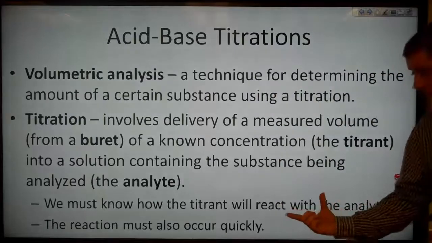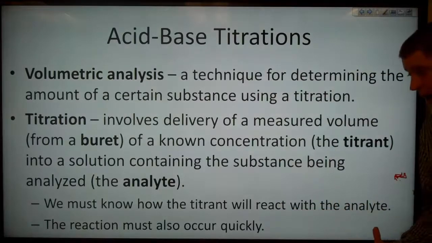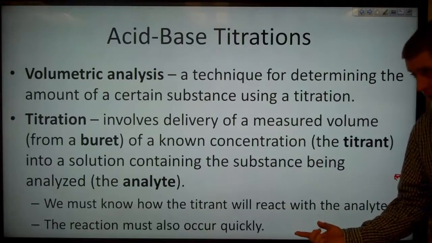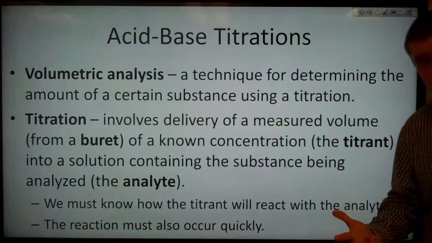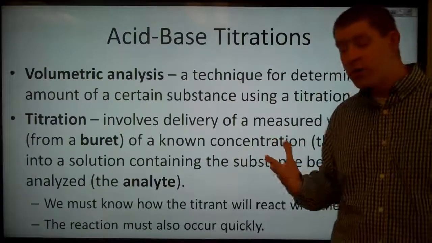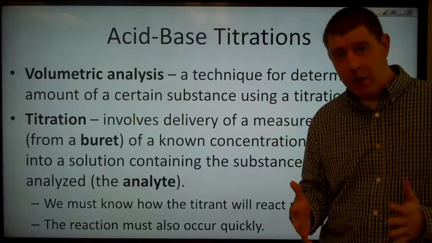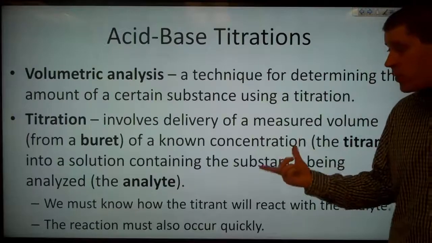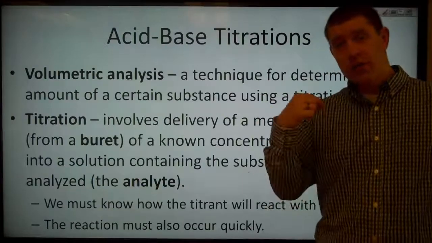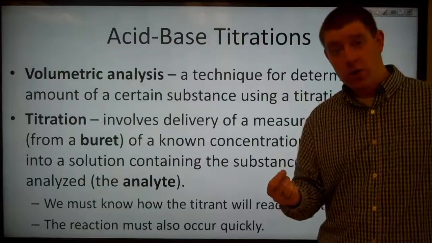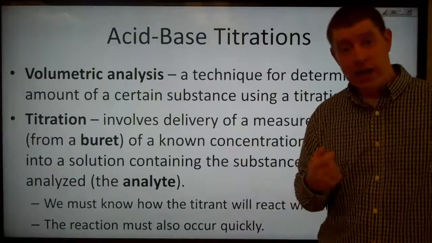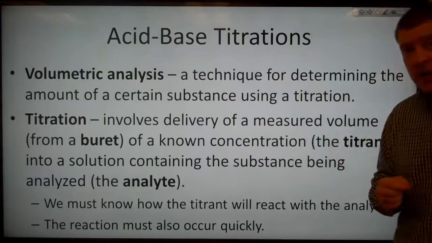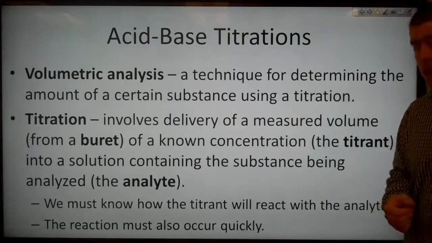So we need to know how the titrant will react with the analyte, and we also need to know the reaction must occur quickly. If the reaction doesn't occur quickly, then we can still do a titration, but it's going to take a really, really long time. Now, a titration already takes a decent length of time to perform because we're doing the reaction relatively slowly. We're adding small amounts of one solution, the titrant, to the other solution, the analyte, because we want to know exactly how much of that titrant we need to add in order to react fully with the analyte.